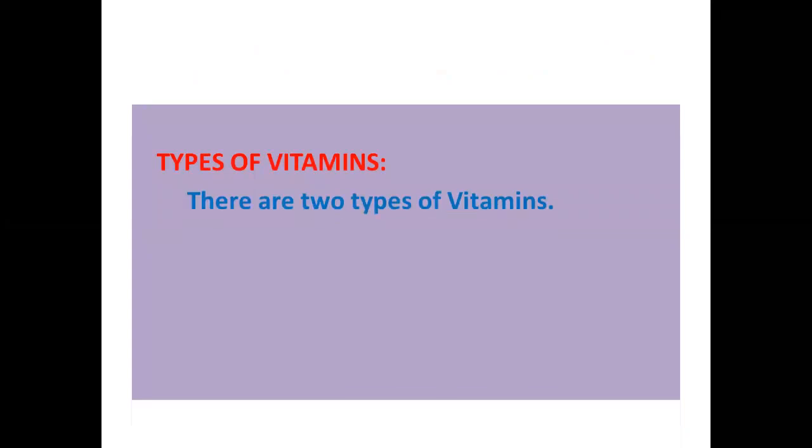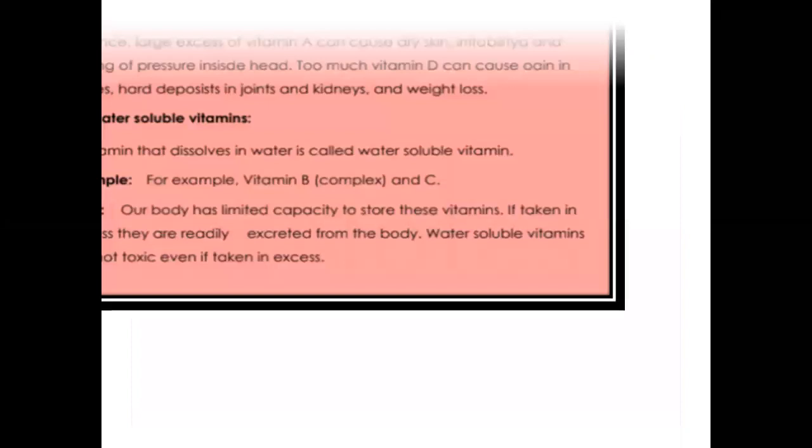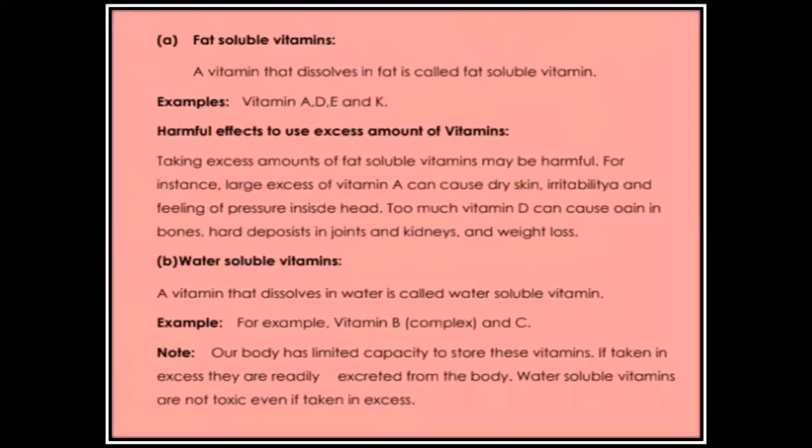Types of vitamins: there are two types, fat-soluble vitamins and water-soluble vitamins. Fat-soluble vitamins are, as I told you, DAKE: vitamins D, A, K, and E. Their excess amount may be harmful for the body, because if these vitamins are in excess in the body, they cause dry skin, irritability, and a feeling of pressure inside the head. Too much vitamin D can also cause pain in bones, hard deposits in joints and kidneys, and also weight loss.